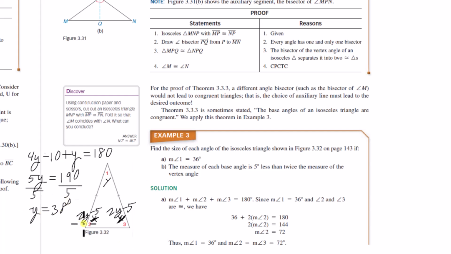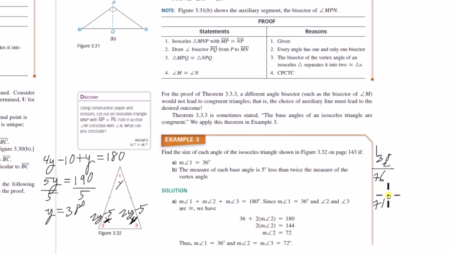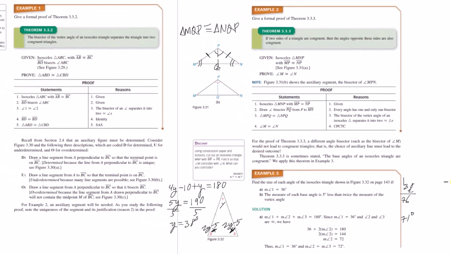But what's the measure of each base angle? So x is equal to 2y minus 5. So 38 times 2, 76. 76 minus 5 is 71. That's the measure of each base angle.